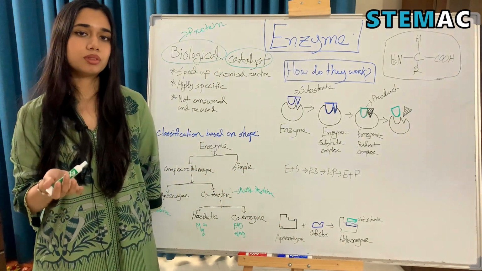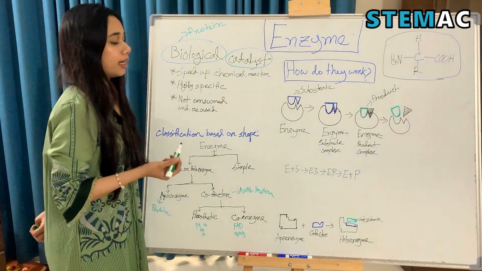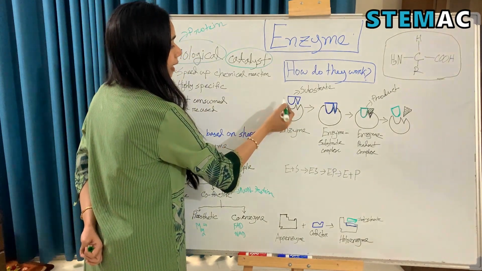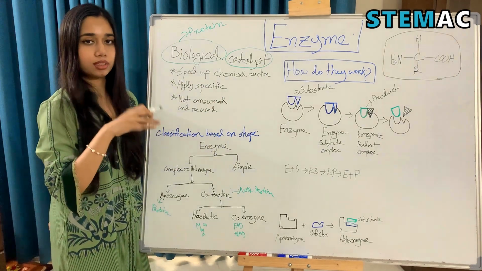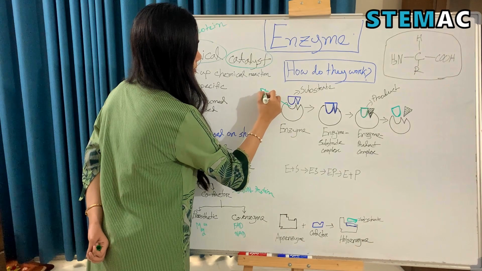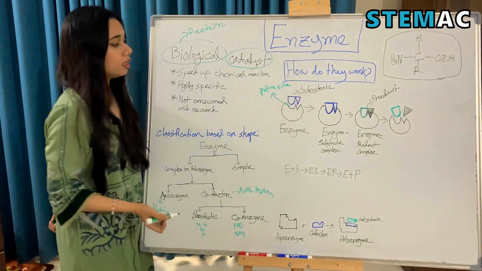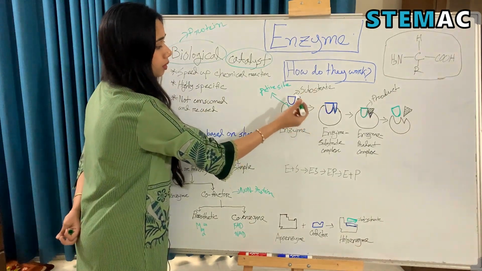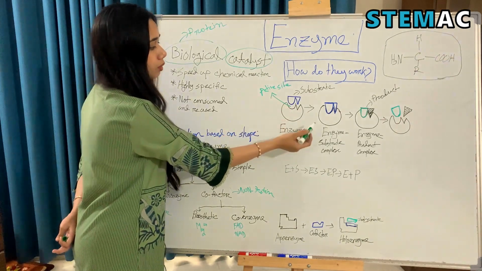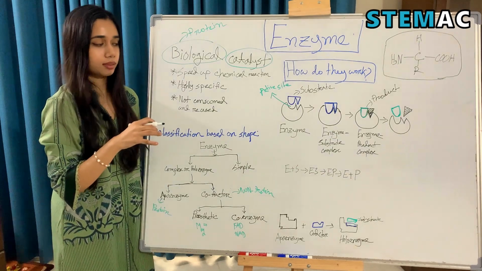So how does an enzyme work actually? Before that we have to know what an active site is. So an active site is a cleft on the surface of an enzyme. So this cleft is an active site of an enzyme. And a substrate molecule will bind to this active site of an enzyme. So together they will form an enzyme substrate complex, which is a temporary complex.